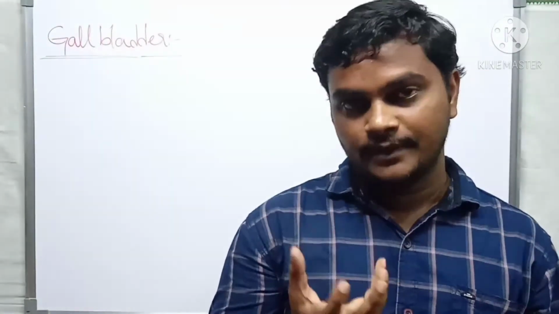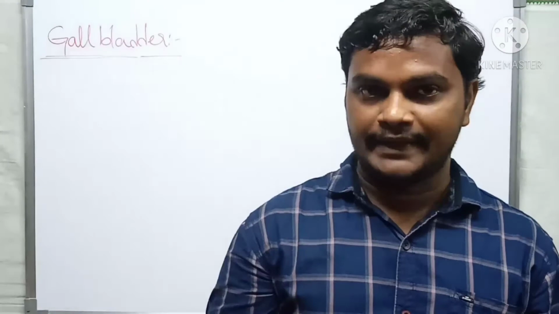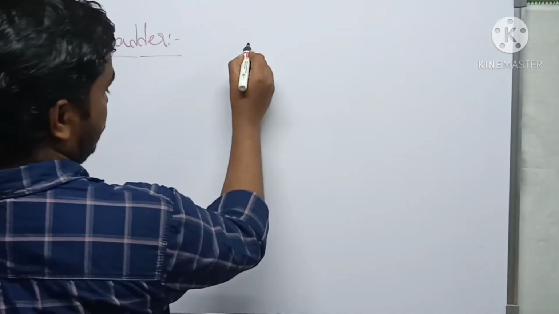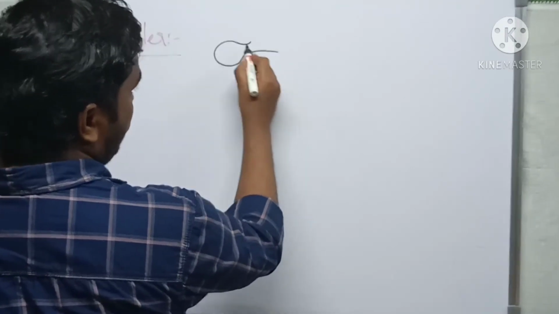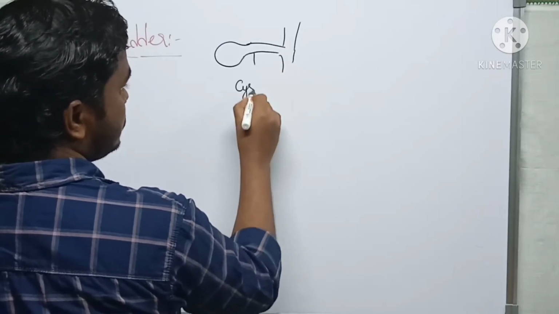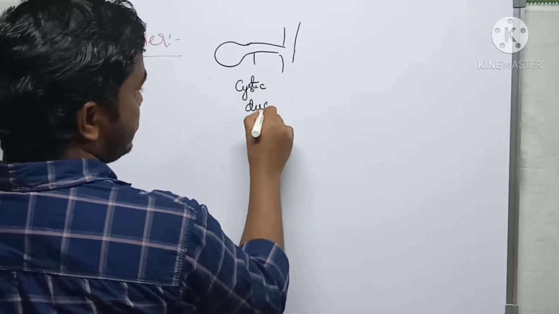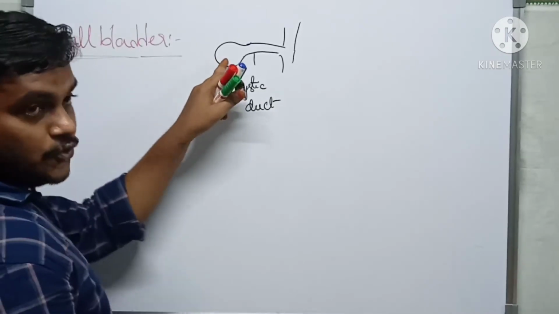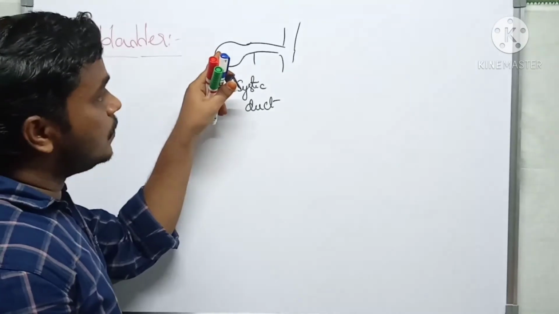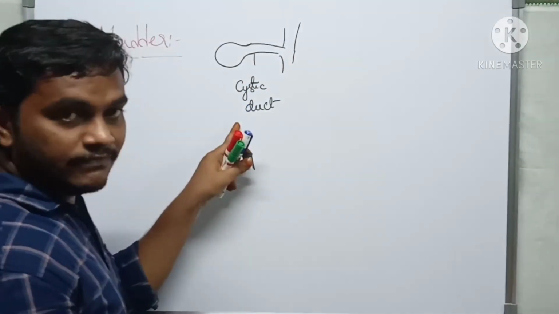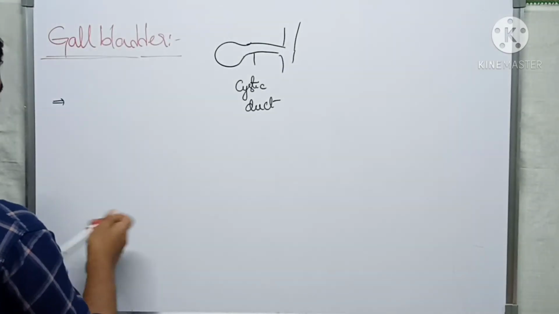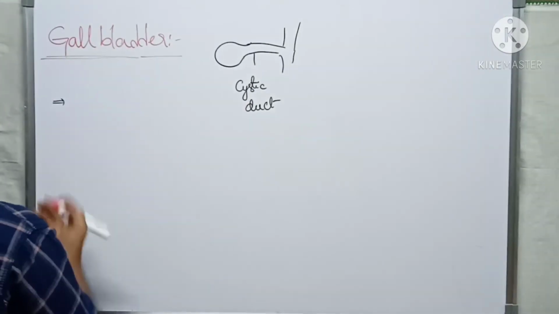So the pear-shaped gallbladder opens into the hepatic duct with the help of the cystic duct. Suppose this is our gallbladder. Bile is stored here and also concentrated in this gallbladder. So the gallbladder opens into the hepatic duct with the help of a cystic duct, and then it opens into this region.